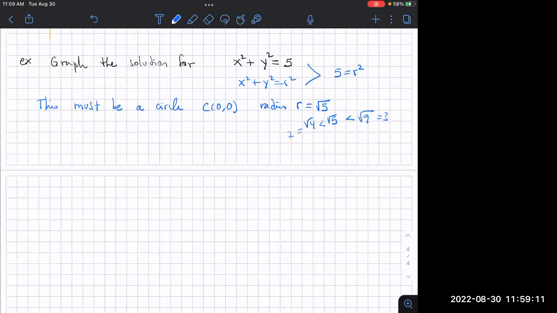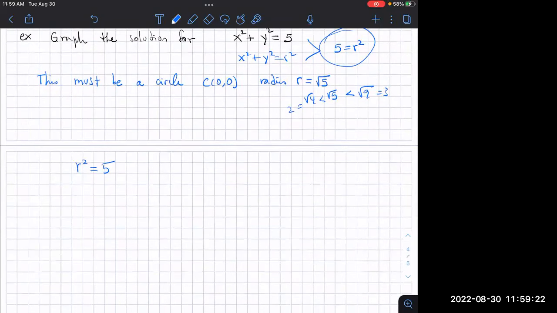How did you get the square root of 5 again? Because you have the equation r squared equals 5. If I want to isolate r, what do I do? Square root it. That's right, square root on both sides. Now, usually it's r equals plus or minus square root of 5, but we're looking at the radius, so you pick the positive.